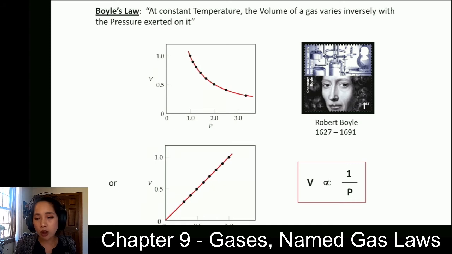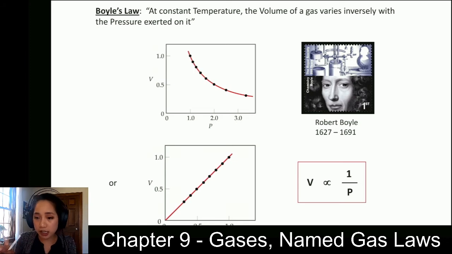So Boyle's law is the first named gas law we'll talk about. The reason we call these the named gas laws is because all of these laws are named after a different scientist who discovered these relationships. So with these named gas laws, it's important to note that typically one of the properties, temperature, volume, or pressure, stays constant, and then the other two properties are related to one another. But it's important to note that one of the variables has to stay constant.